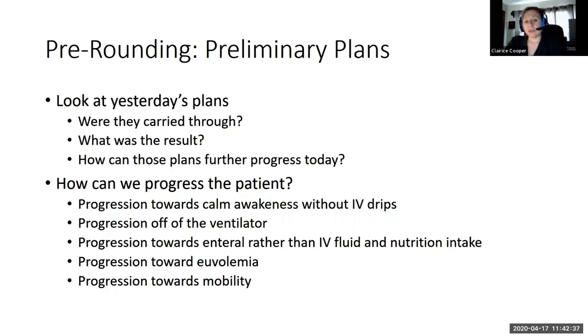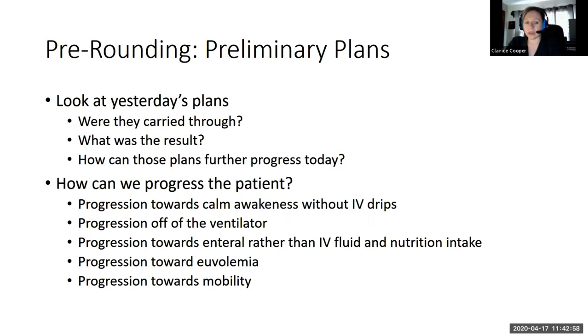Finally, for pre-rounding, you should be thinking about some preliminary plans. So if you need some guidance, start with yesterday's plans. Were they carried through? And if not, what were the barriers? Can those be overcome, or are the plans still appropriate? What were the results? And you should always be thinking, how can we progress the patient today?